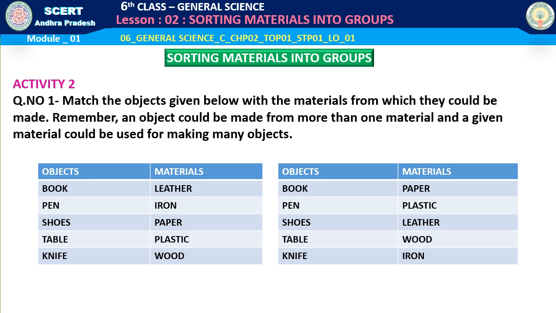So here we find the answers. Books are prepared by using paper. Pen is prepared by using plastic or a wood. Shoes are prepared by using leather. Table is prepared by using wood or by plastic. Knife is prepared by using iron. How can we select materials to make objects? For this, we need to know more about different types of materials and their properties. Let us do an activity to understand the properties of materials.